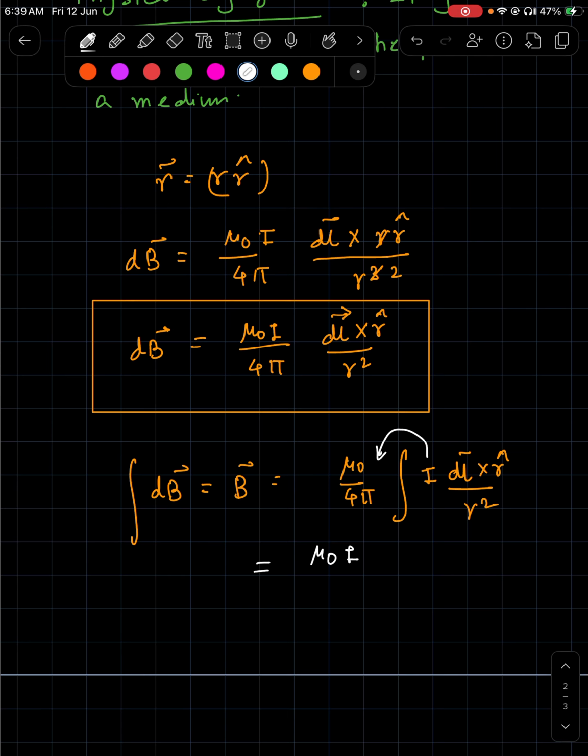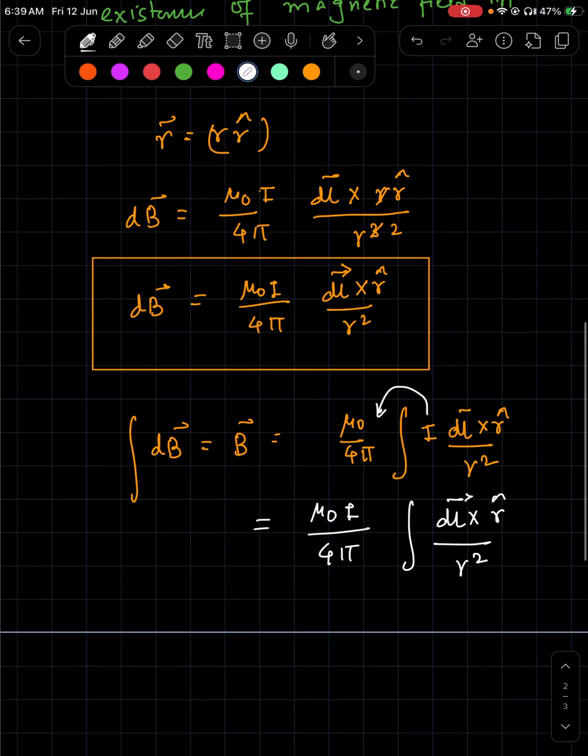So the final expression for the total magnetic field is simple: dl cross r cap by r square. A hidden assumption here is that I is uniform, which has already been taken from the very beginning. So this is the total magnetic field, and we have to put the upper limit and lower limit here to get the final expression of the magnetic field due to the whole wire.